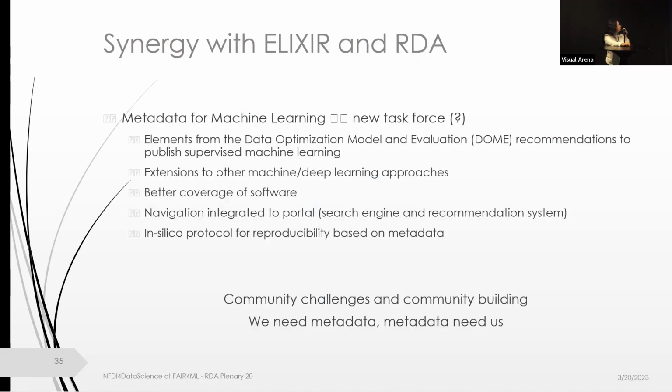So let's move to the synergy with ELIXIR and RDA. And here we will be taking again some of the questions that you ask. We are going to start working with the DOME principles, with the recommendations. Those recommendations are to publish, to give information in the text, in your publication. We want to transform that into metadata, so it is also machine processable, not only human processable, and processable in a very quick way.